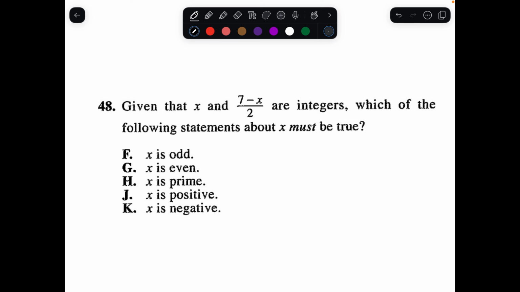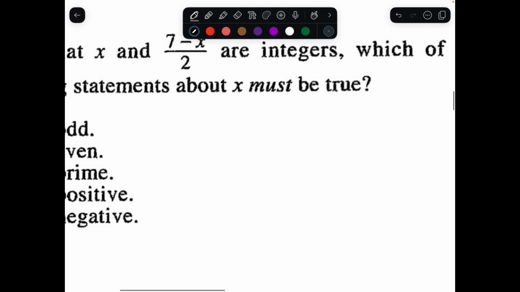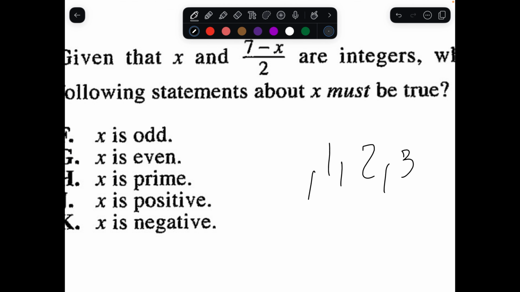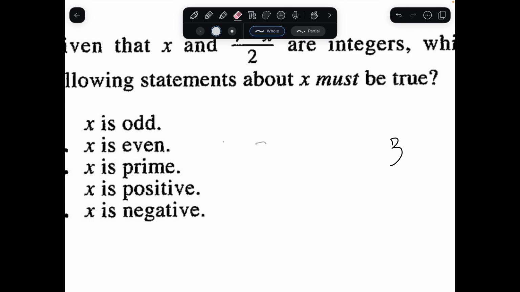On to the last question, question 48, which says that given that x and (7 minus x) over 2 are integers, which of the following statements about x must be true? So for this problem, first let's review what an integer is. An integer is a whole number that does not have a fractional or decimal part, right? It could be positive, like 1, 2, 3, negative, like -1, -2, -3, or 0. So these are integers.